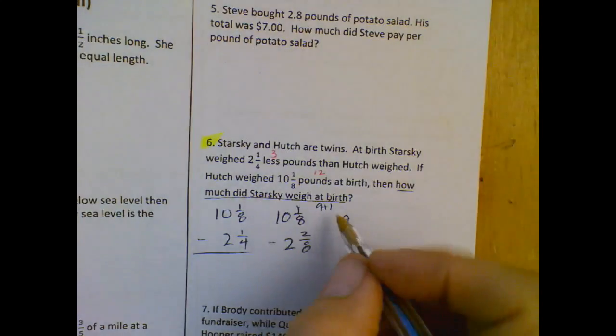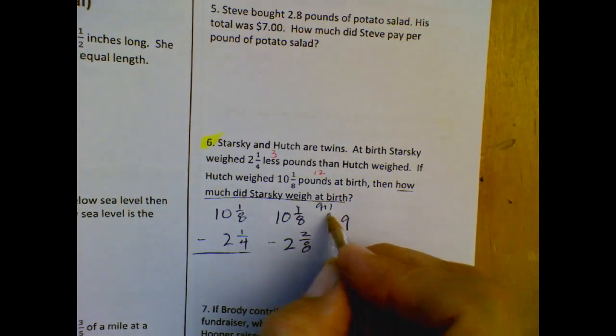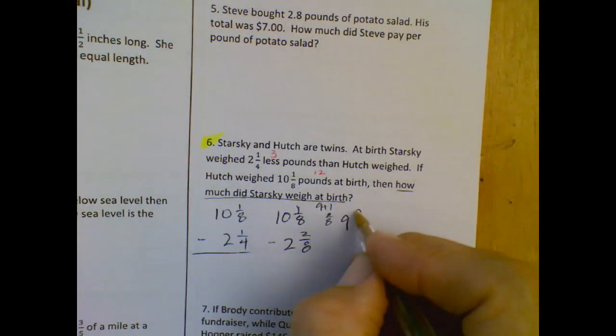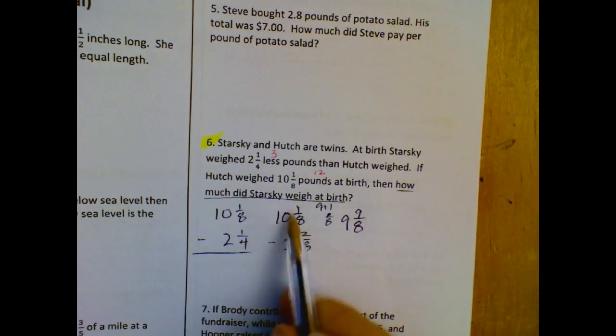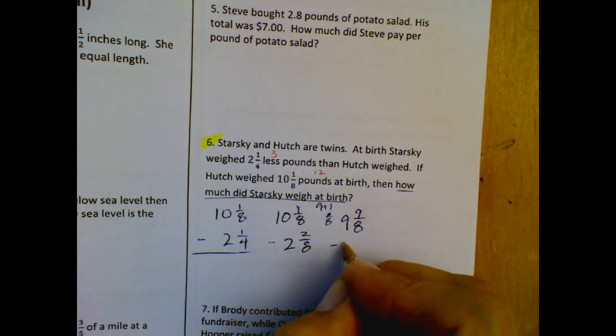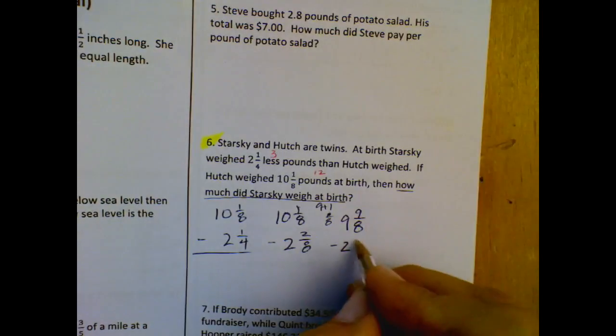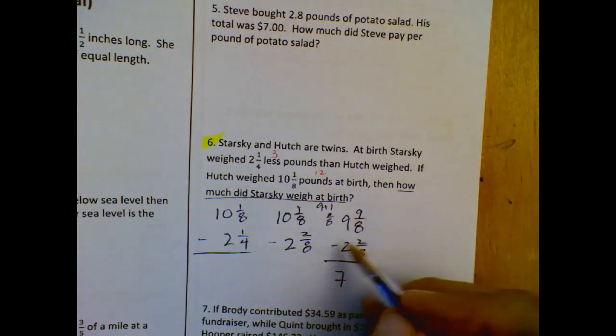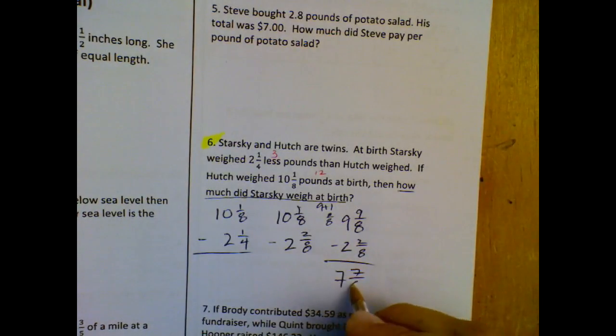8/8. So I have 8/8 for the 1, plus 1/8, so it becomes 9 and 9/8. That is, 10 and 1/8 is the same thing as 9 and 9/8. I'm going to subtract 2 and 2/8. 9 minus 2 is 7. 9/8 minus 2/8 is 7/8. So Starsky weighs 7 and 7/8 pounds at birth.